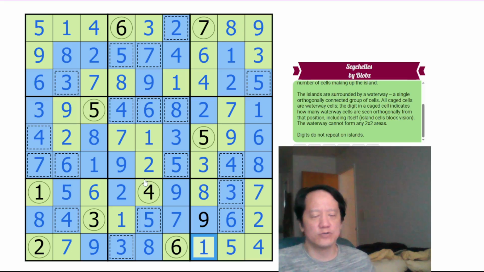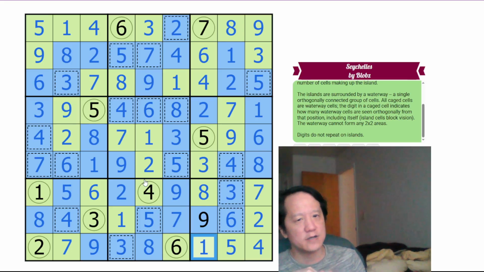Fairly straightforward for a, I think this is called a, well, it's this island puzzle. Maybe it's just an island puzzle, yeah.